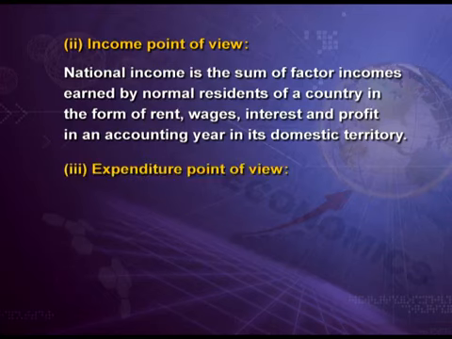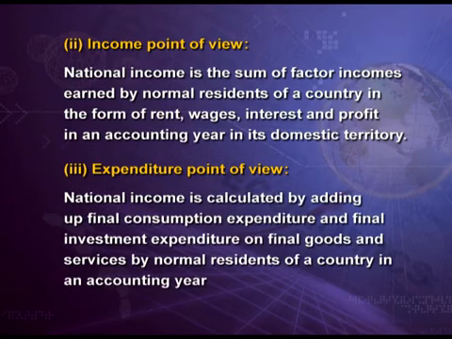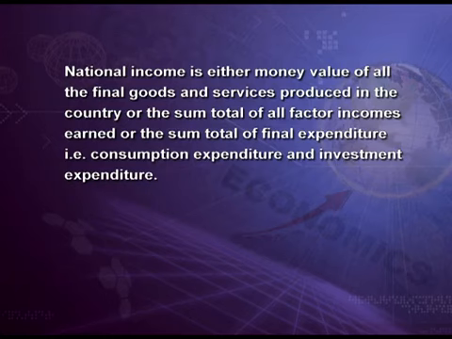National income from expenditure point of view is calculated by adding up final consumption expenditure and final investment expenditure on final goods and services by normal residents of a country in an accounting year. In short, national income is either money value of all the final goods and services produced in the country, or it is the sum total of all factor incomes earned, or it is the sum total of final expenditure.